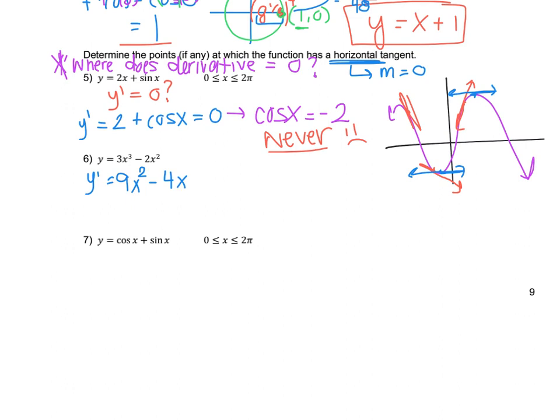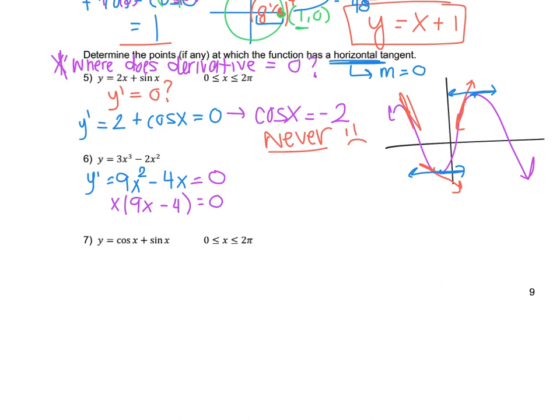and we're asked to find where it has a horizontal tangent, which means we want to know where that equals 0. So we just need to solve for x. This is a quadratic, 9x squared minus 4x, but because there's no third term, we can quickly solve for x by just factoring out an x. So we can just say, pull this x out, and I want to know when x times 9x minus 4 equals 0.